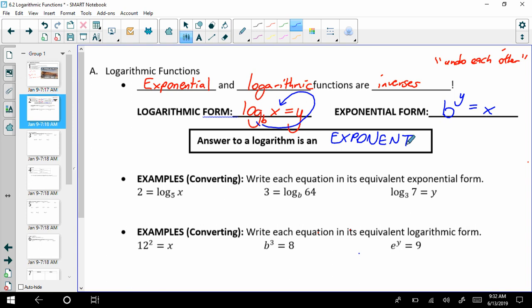So again, if you wanted to write something down, let's say I had log base 2 of 8. What that is asking is 2 to what power is 8. That's what that is asking you to do. So the answer to that log would be 3, because 2 cubed is 8.